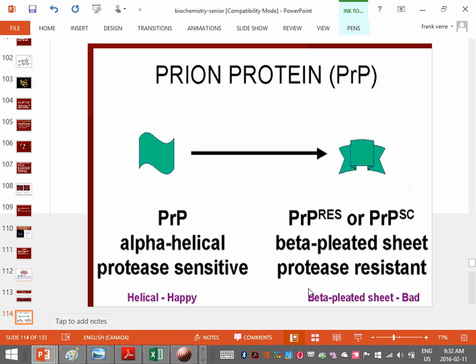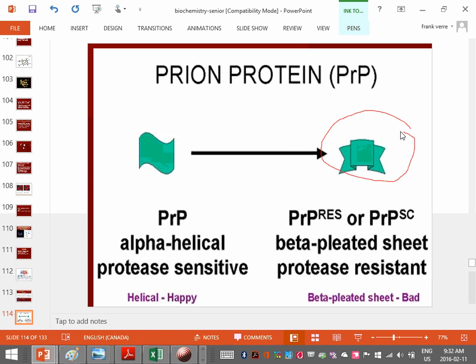Prions. You ever heard of prions? No? Okay. So a protein's shape is very important. Changing the shape of the protein could change its function. So prions are proteins that do just that. They have a particular shape.